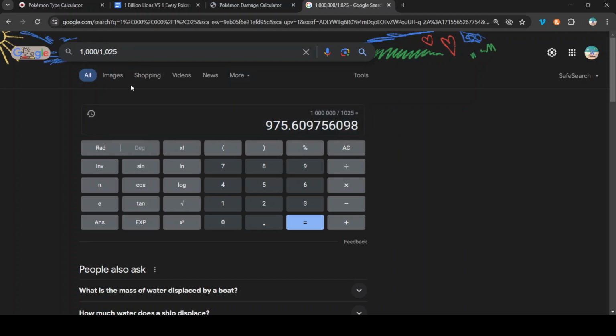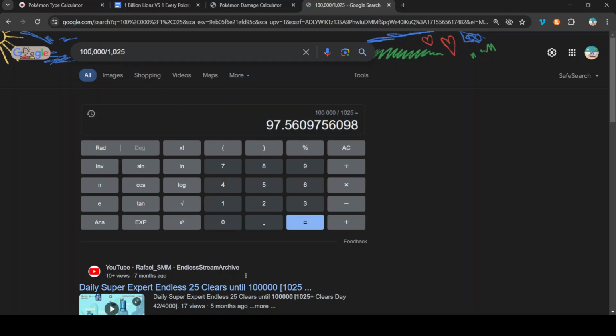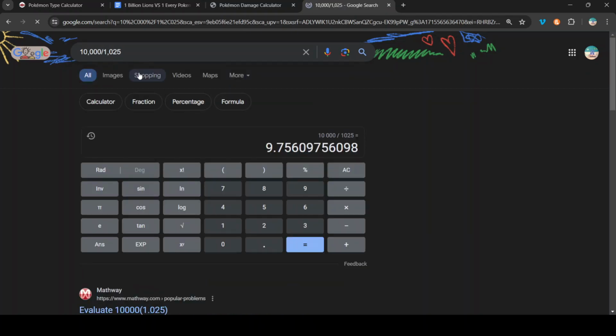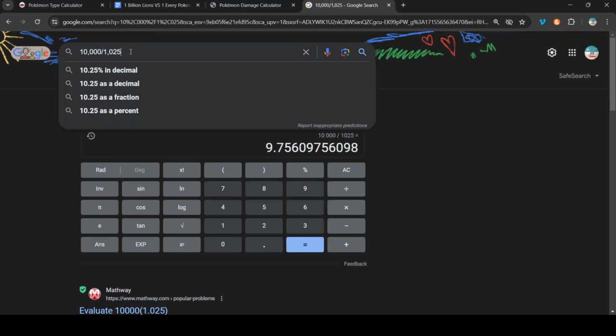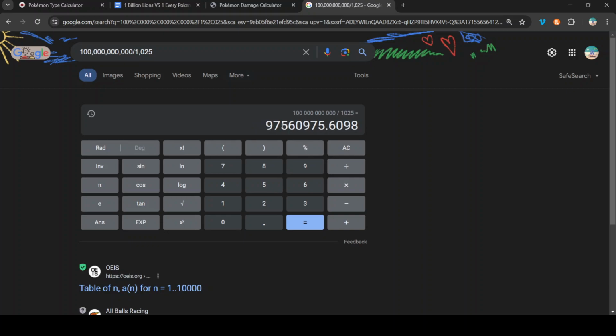I could see them beating, say, 100,000 if they really were lucky and worked together really well. Probably they would easily. I could definitely see them beating 10,000, but 1 billion, no shot. They don't have a chance in heaven. Like, this is just absurd.